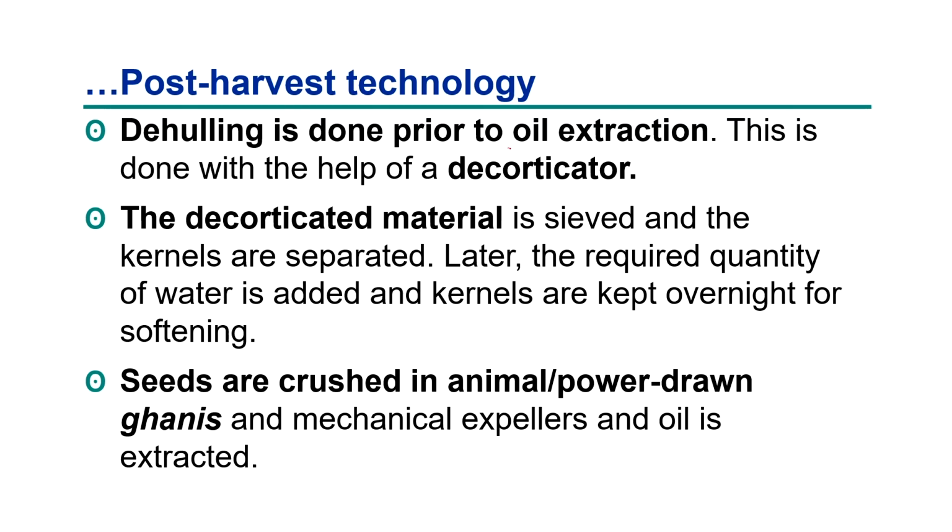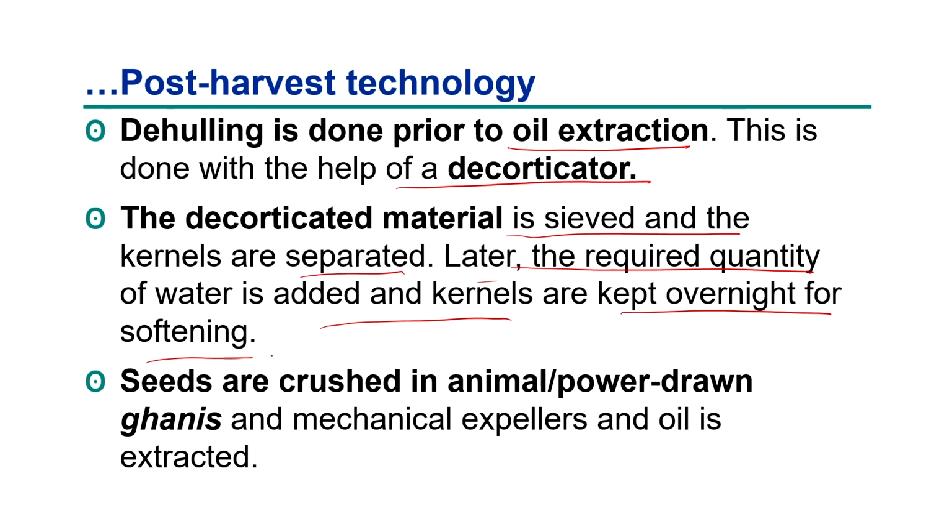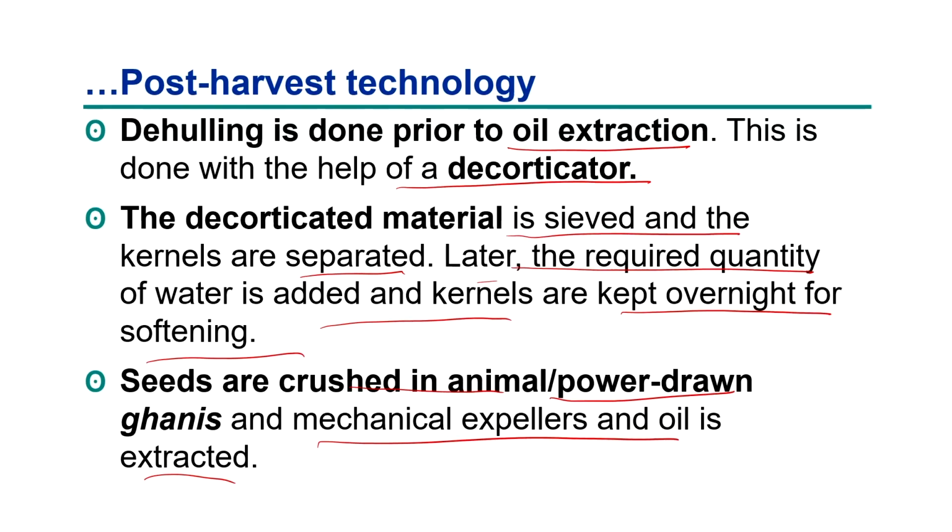Dehulling is done prior to the oil extraction. This is done with the help of a decorticator. The decorticated material is sieved and the kernels are separated. Later, the required quantity of water is added and kernels are kept overnight for softening. Seeds are crushed in animal or power-drawn ghanis and mechanical expellers are used for extraction of oil. So, there are a number of methods by which oil can be extracted, but for commercial or domestic purposes, some expellers or machines are available that can be used.